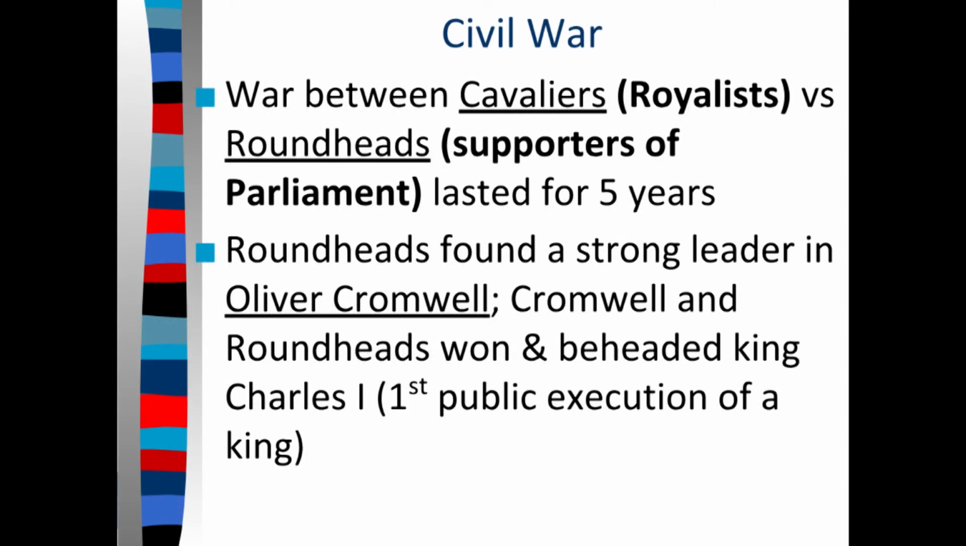Okay, so this war between the Cavaliers and the Roundheads is going to last for about 5 years. And the Roundheads, again, the people in favor of Parliament, found this strong leader in this guy named Oliver Cromwell. So Cromwell and the Roundheads are going to win, and they're going to take over the government. So it's going to be the end of kings and queens in England. Oh my God. And they're going to behead Charles I. It's the first public execution ever of a king, where someone took a king and cut their head off. But the Parliament's going to take over.